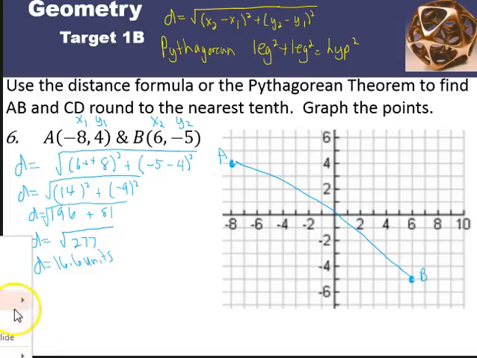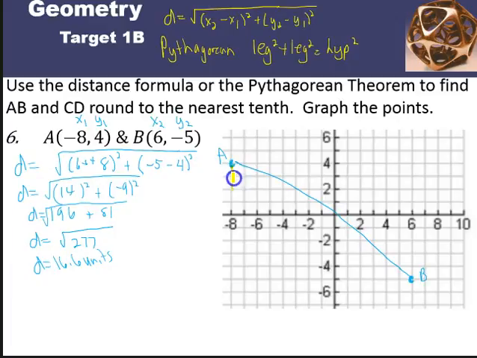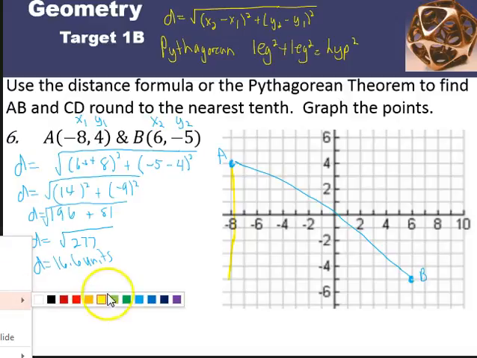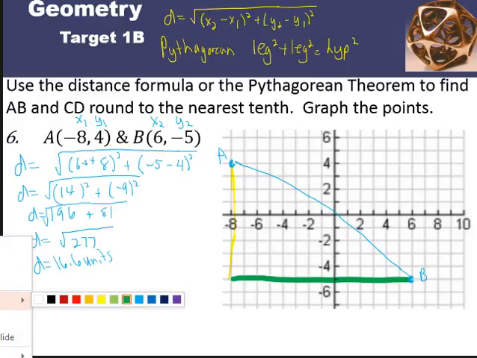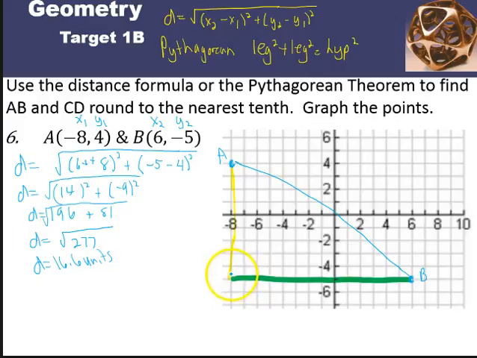The second way is to use the Pythagorean theorem. So here we go. So to do the Pythagorean theorem, I have to draw a right triangle from A to B. So I'm going to go down until I get on the level with B. And then let me change color. I'm going to go over until I get to B. And let me grab the pen. Now I'm going to count. This is this yellow segment. 1, 2, 3, 4, 5, 6, 7, 8, 9 is 9 units. And this green segment is 1, 2, 3, 4, 5, 6, 7, 8, 9, 10, 11, 12, 13, 14 units.